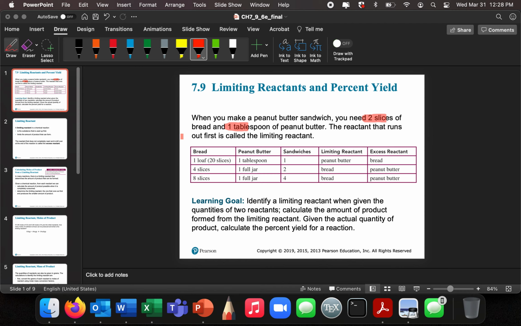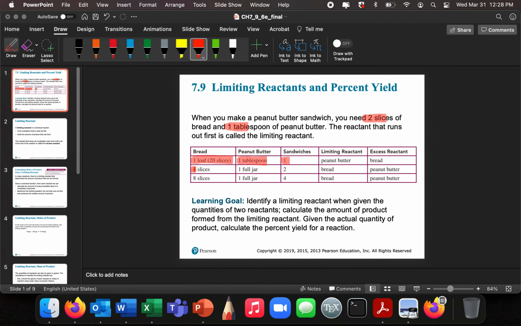Then you're going to have to ask yourself, how many sandwiches can I make if I have 20 slices of bread? We ask this question at my house all the time. Then I go to the cupboard and I find I only have 1 tablespoon. Well, if I only have 1 tablespoon, I can only make one sandwich, right?